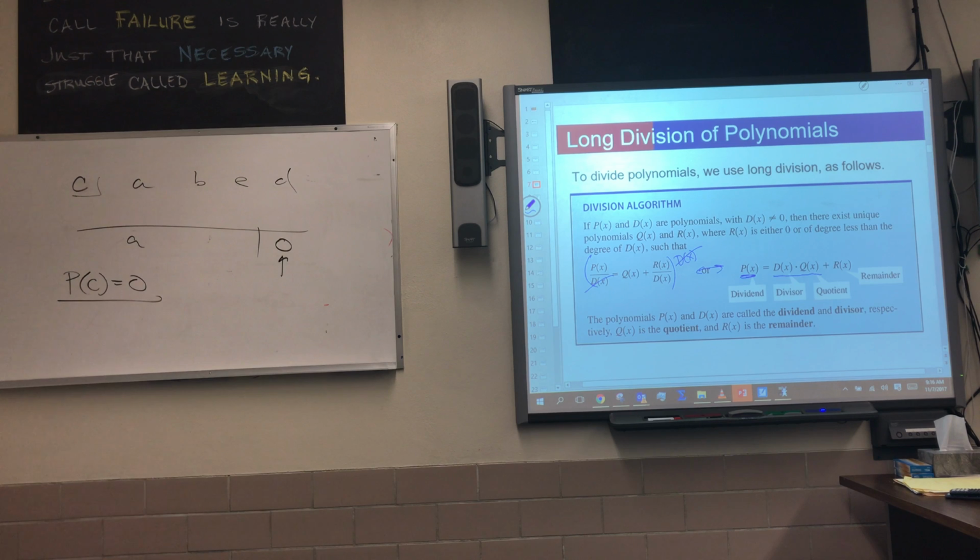So the polynomials p of x and d of x are called the dividend and the divisor. P of x being the dividend, the thing that you're dividing, and d of x is your divisor, the thing that's doing the division. And q of x is the quotient, r of x is the remainder. Okay, so those are, again, similar to the statements that we made earlier in 4th grade.